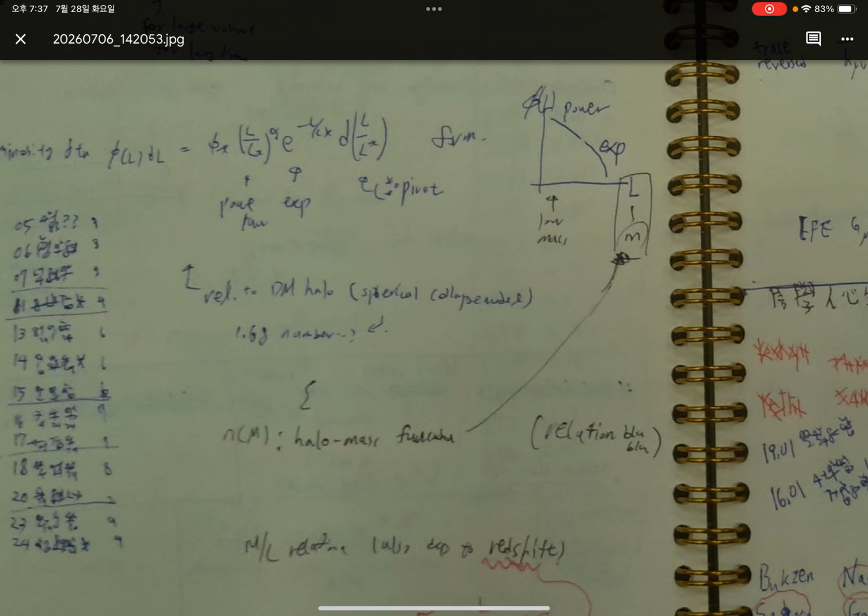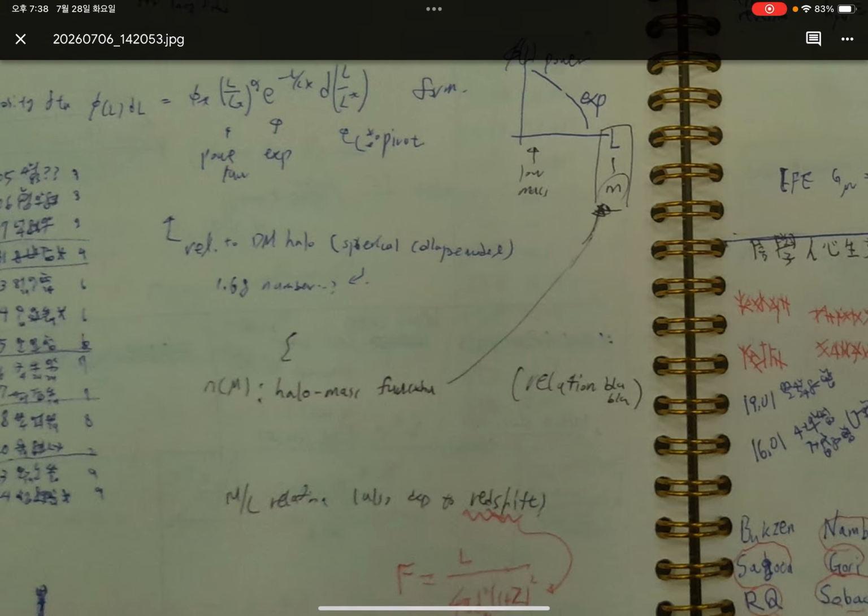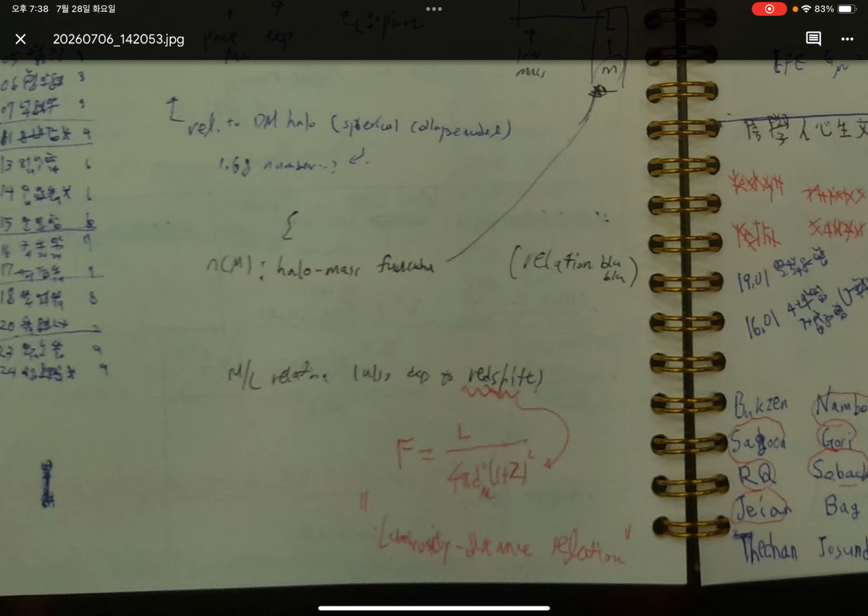And there might be some additional relations like the halo mass function, and by using this relation, we can obtain the general formula for the luminosity and the distance.